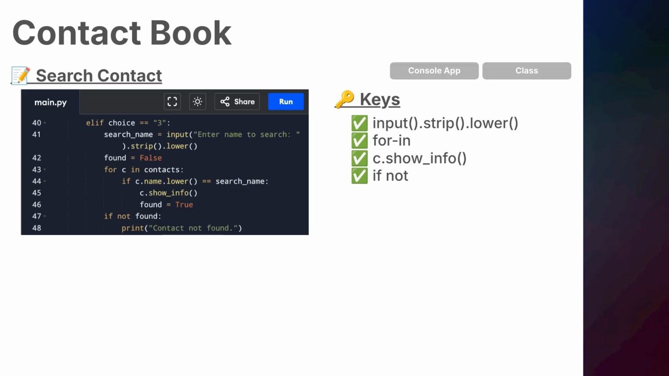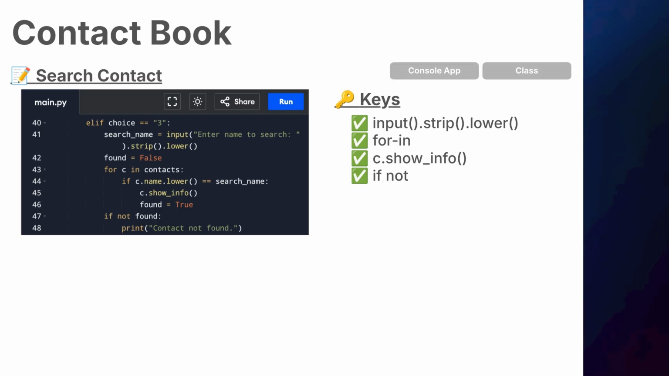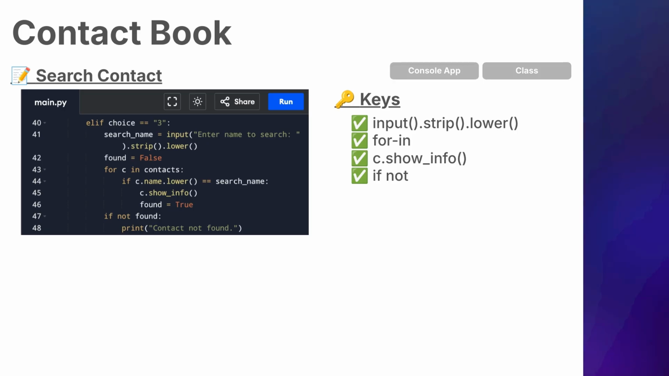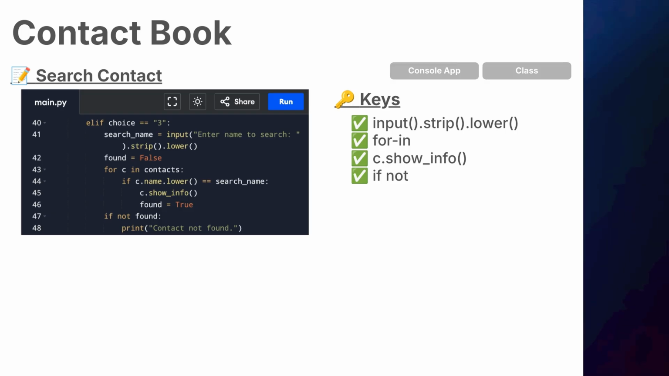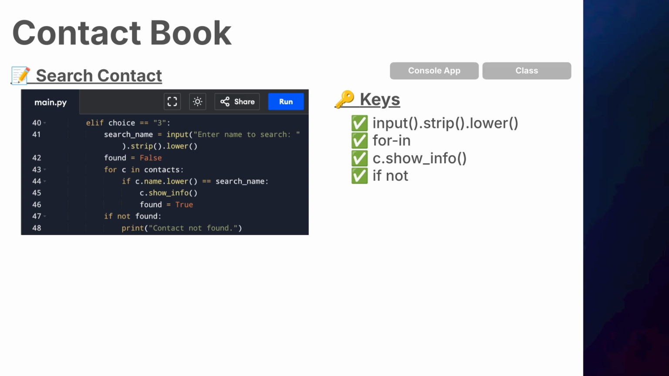Then we loop through the contacts list with for c in contacts. Each c is a contact object. Inside the loop, we compare c.name.lower() to the search_name. Again, we use .lower on both sides to keep the comparison case insensitive. If the names match, we call c.show_info(), which uses the method we defined in the Contact class to print that contact's details. We also set found to True to record that we've successfully found a match.